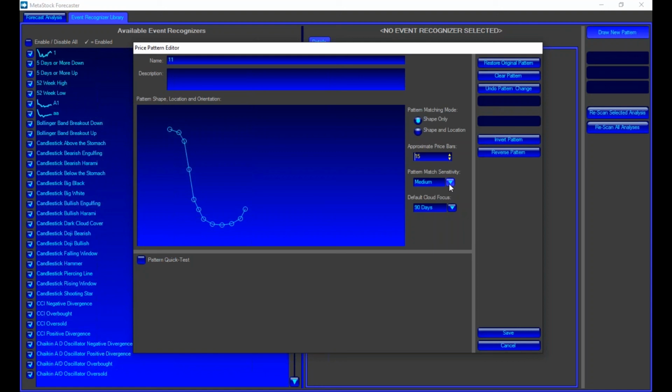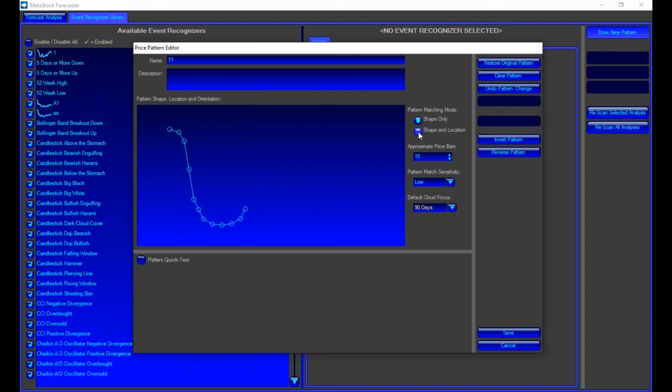The pattern match sensitivity, typically I'm going to keep this at medium or low, because if I keep it at high, I'm going to have a real low probability of actually getting a high match. So I'm not going to get as many clouds. I can focus on 90 days out, 180 days out as far as the cloud.